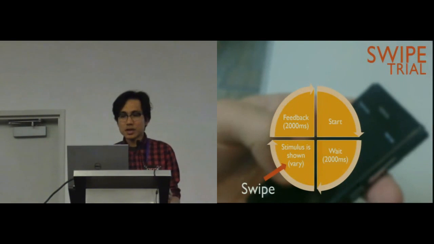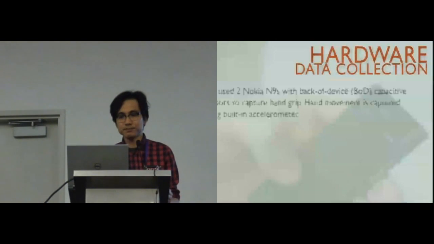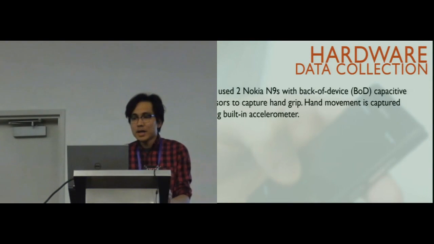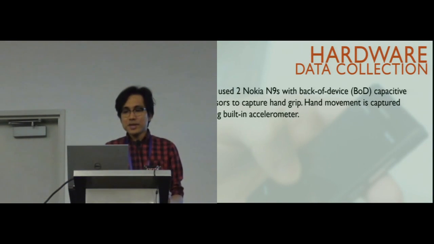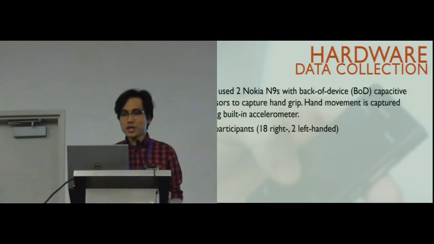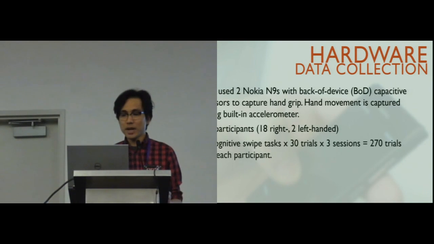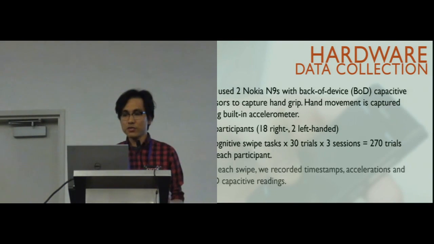Each swipe trial starts with a 2-second waiting time, followed by the swipe itself. Here we increase and decrease the swiping time based on the number of previous correct and incorrect responses made by the user. A response feedback is shown for about 2 seconds after the swipe before proceeding to the next swipe trial. In order to collect hand grip and hand movement data, we use two Nokia N9s, which have been modified to include a back-of-device capacitive sensor and movement sensing.